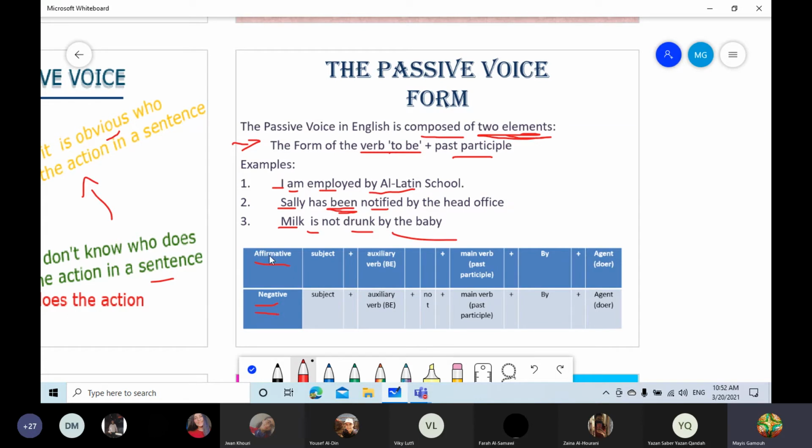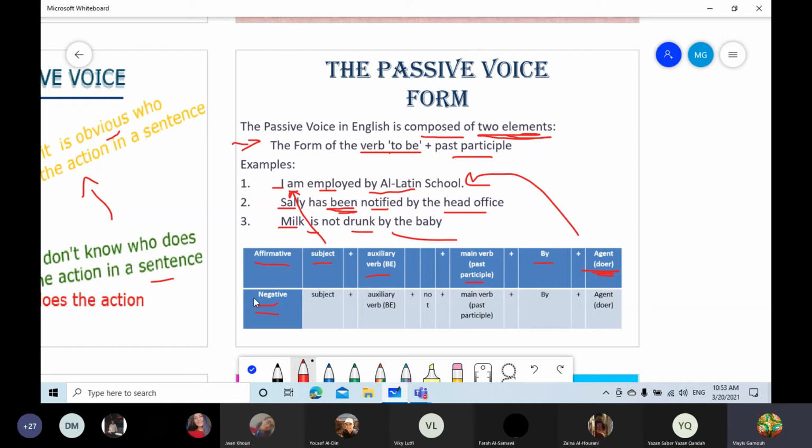All right, let's have the rule if it was in the affirmative form and if it was in the negative form. In the affirmative, which is حالة الإثبات, I have my subject. Look here, I got my subject, which is I, or Sally, or Mom. And the auxiliary verb to be, according to my tense, which is here am, has, is, and the main verb, and it has to be in the past participle, which is employed, notified, drunk. By, if I want to say who did the action, the doer of the action, by is a preposition, يعني بواسطة, and the agent or the doer of the action here came as a Latin school or the head office or the baby. This is in the affirmative.